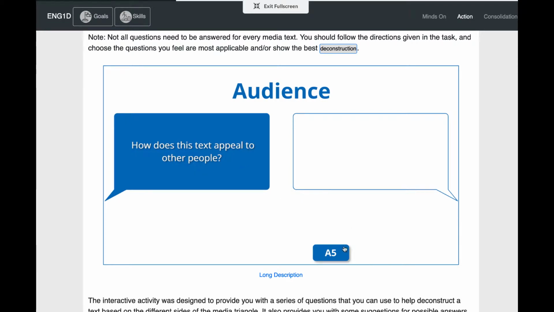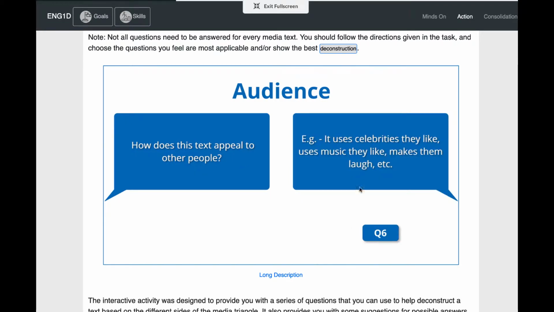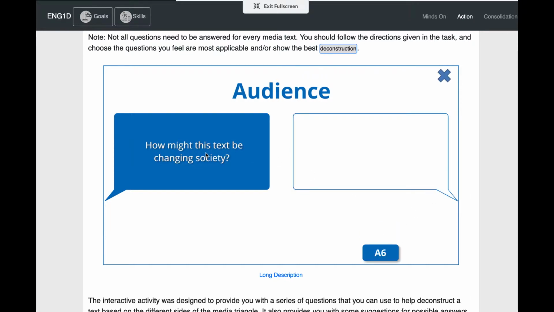And how does this text appeal to other people? It could do all similar things or the opposite of everything that you like. How might this text be changing society? Is this a socially important piece of work?